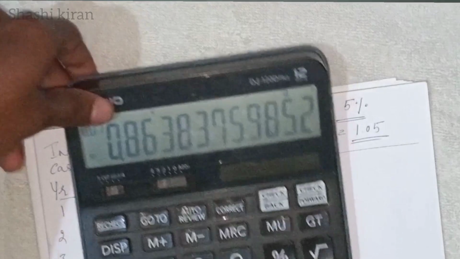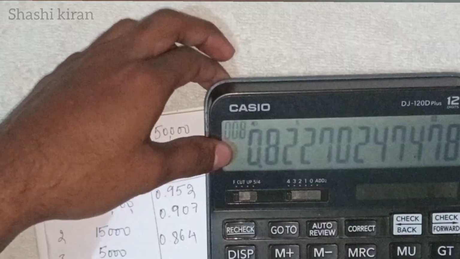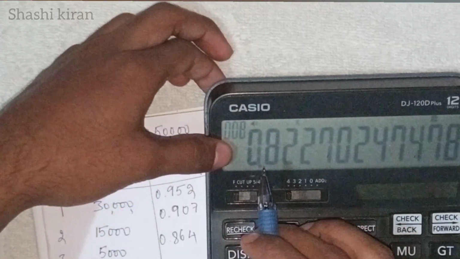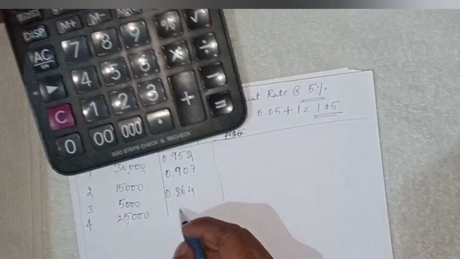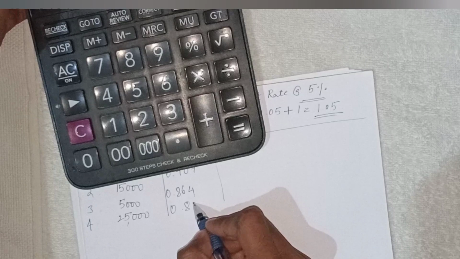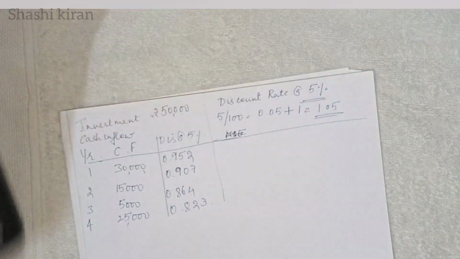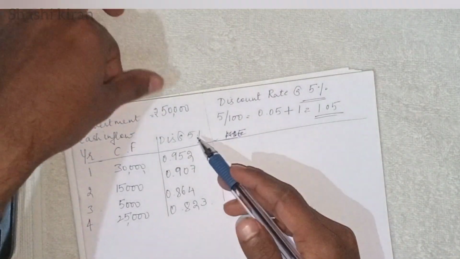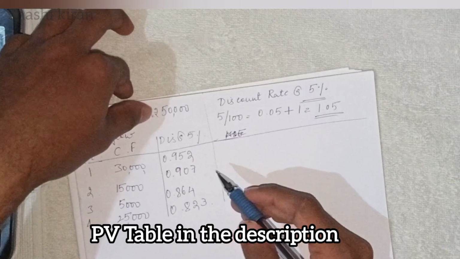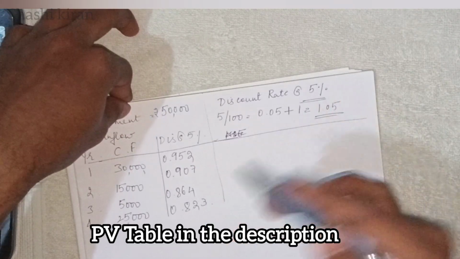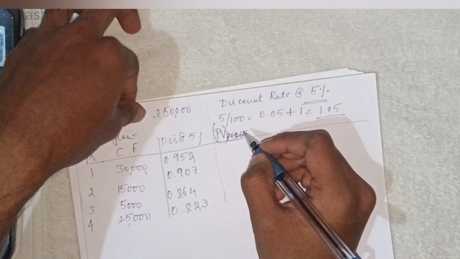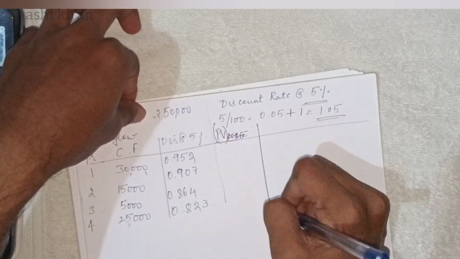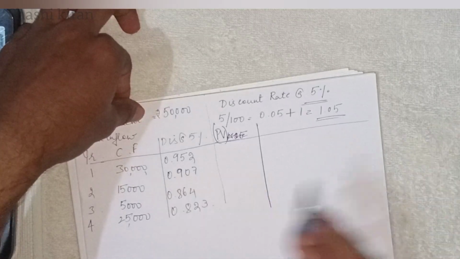0.864, and we need to do it for the remaining years. If you press the equals button again, we'll get 0.822, and after 2 there is a 7, so we have to take it as a round figure, 0.823. Don't worry if you're not getting the discount factor by the calculator. I will upload the present value table so you can go through it. Now what we have to do is multiply the cash flow by the discounting factor.